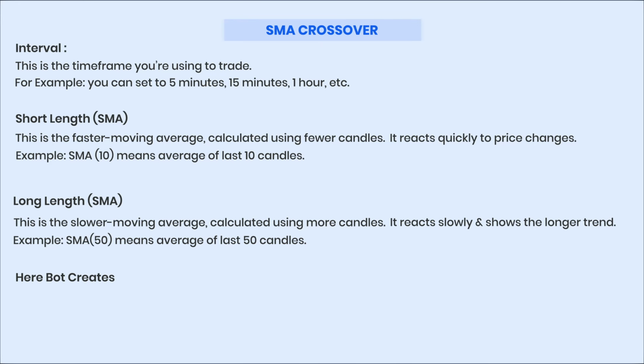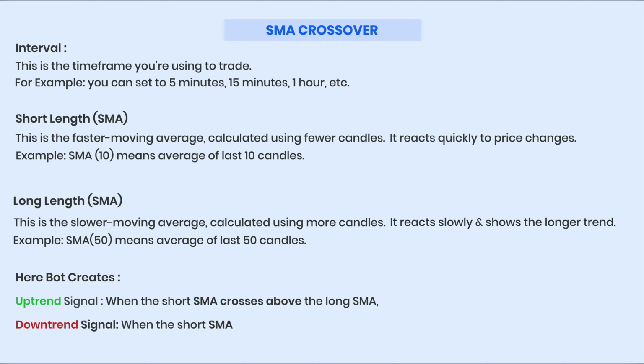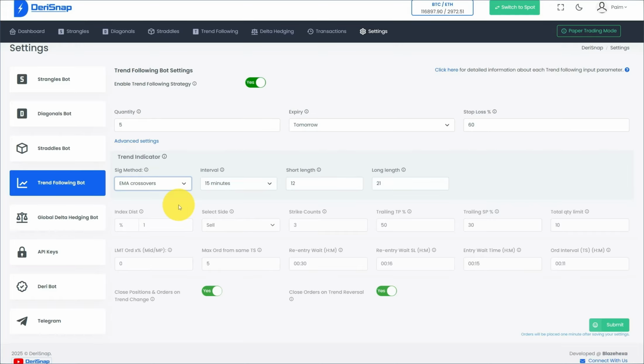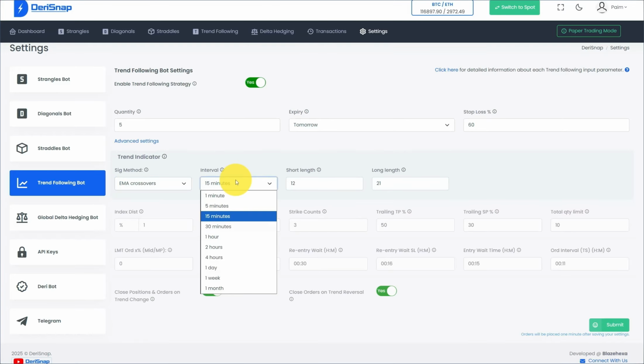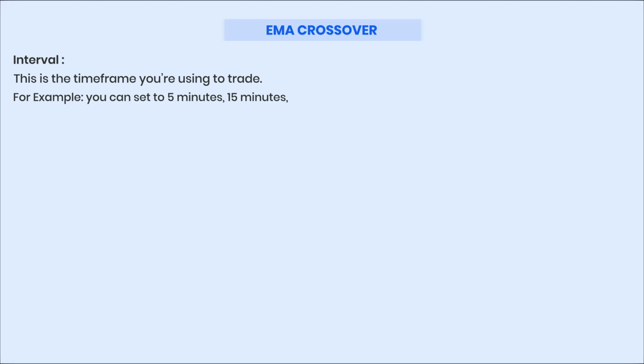Here the bot creates an uptrend signal when the short SMA crosses above the long SMA. Downtrend signal, when the short SMA crosses below the long SMA. Next indicator, EMA crossover. Interval. This is the time frame you're using to trade. For example, you can set this to 5 minutes, 15 minutes, 1 hour, etc.